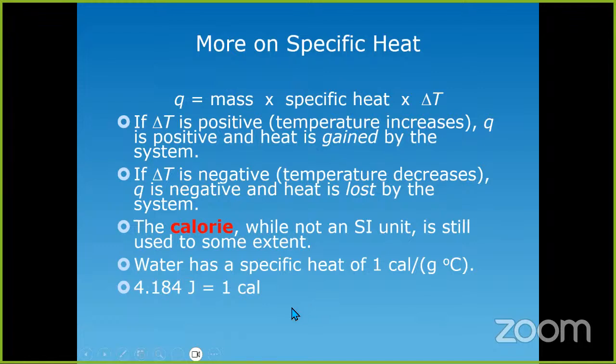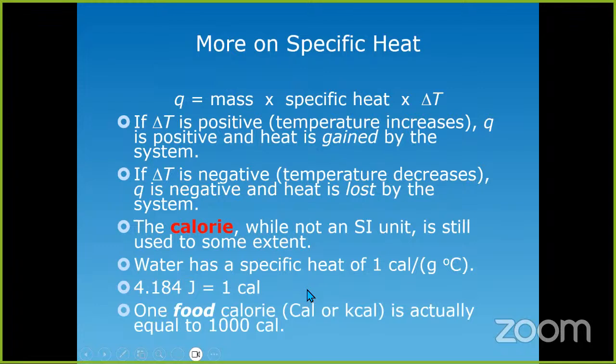So you might get some problems. In fact, you have some problems already in assignment number 6, I'm sorry, which involves at least one problem where you're given a certain value of energy in calories. And there's also another calorie unit.